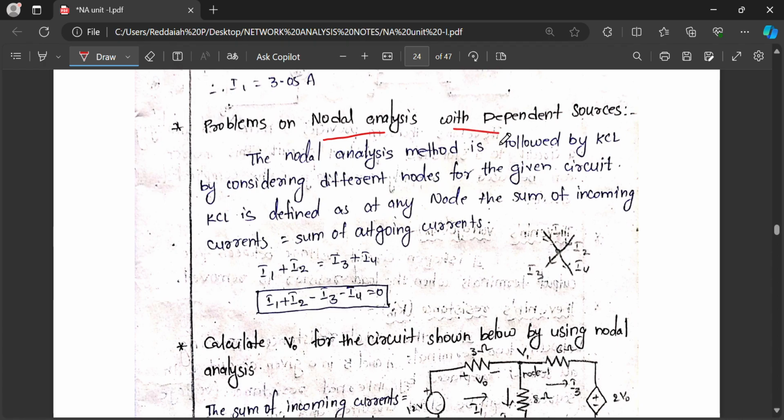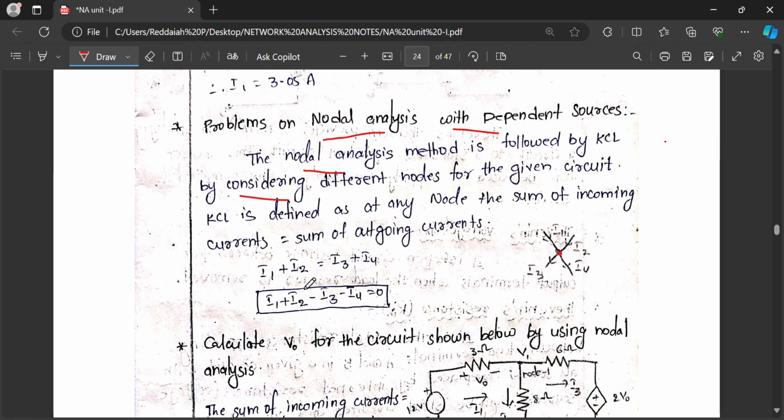Nodal analysis problem. Nodal analysis means we have to apply KCL. What is meant by node? The junction where two or more elements are connected is called a node. Here, I1, I2, I3 currents are meeting at this node. A node is a point at which two or more elements are joined together. Remember this.